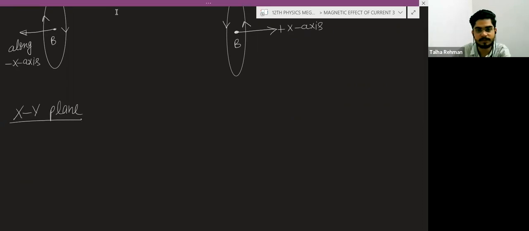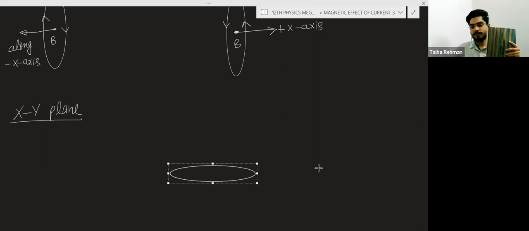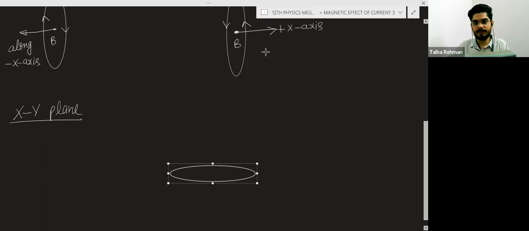Just see this type of, okay, means just let me explain to you how the XZ plane will be. So if your plane is like this, suppose this is your plane. So if the coil is like this, means like this is the coil. So this represents the YZ plane. Your coil will be in the YZ plane, okay.